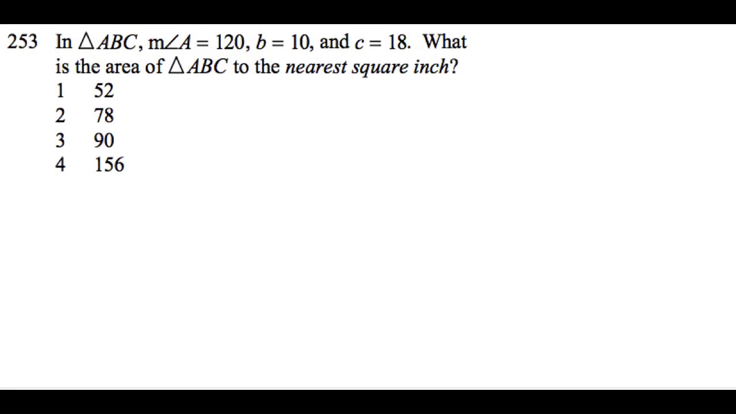Hello. We'd like to look at some application of the trigonometry questions. So in triangle ABC, angle A is 120, B and C is given in this way. We want to find out the area of the triangle. So if you remember the formula, area is equal to 1/2 ab sine of C.